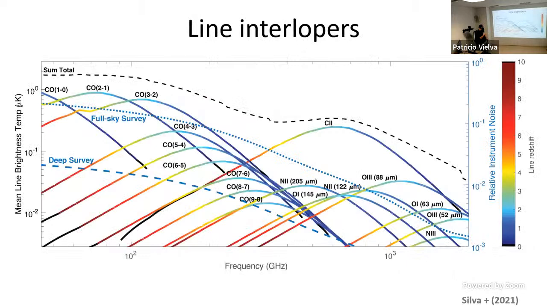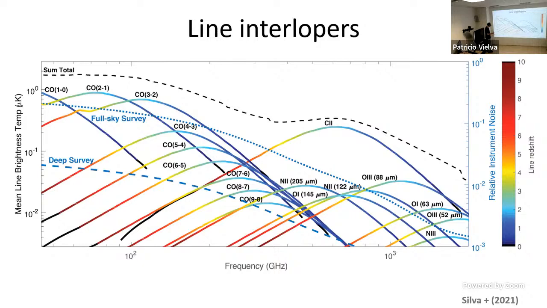If we measure, let's say, at 100 gigahertz, we are targeting CO(2-1), for example, at very low redshifts. But the problem is that here we are picking all this signal, which comes from very different redshifts, and we need to also develop ways to deal with this. Of course, the more problematic ones are the ones that come from lower redshifts, because it's the brightest emission.